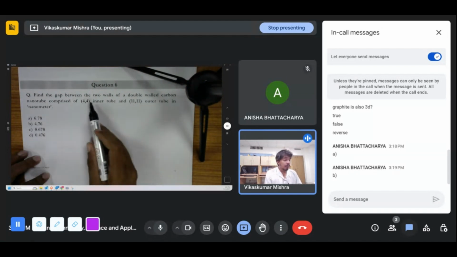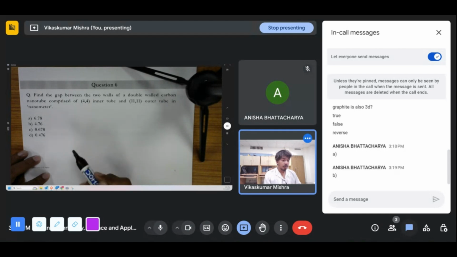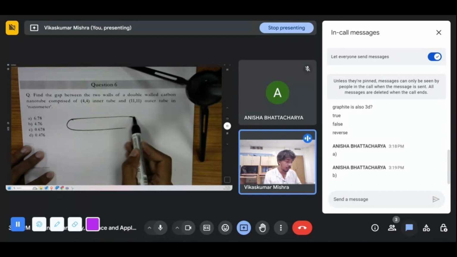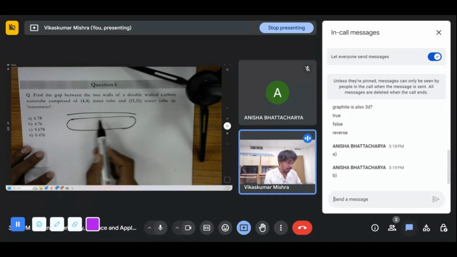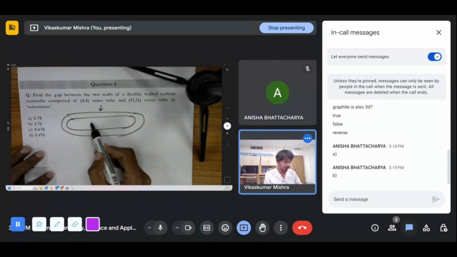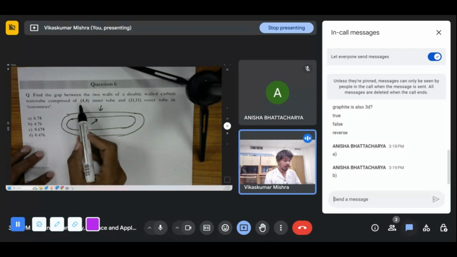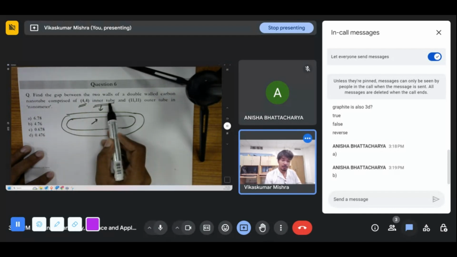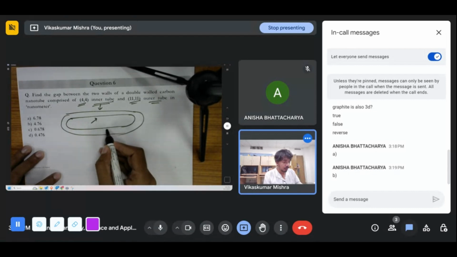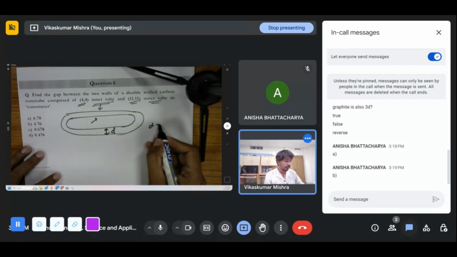We have to find the gap between the two walls of the double walled carbon nanotube. Let's say this is one of the carbon nanotubes, and across that we have one more. So there are two walls over here, comprising a (4,4) inner tube and an (11,11) outer tube. We need to find the gap between the two walls, that is, this distance. This D is missing.